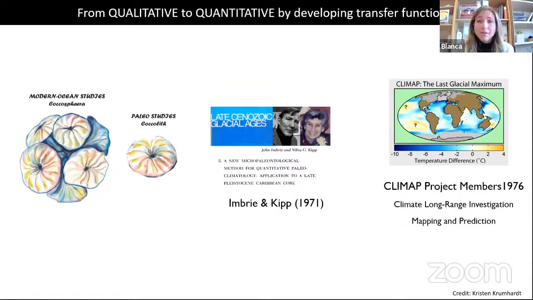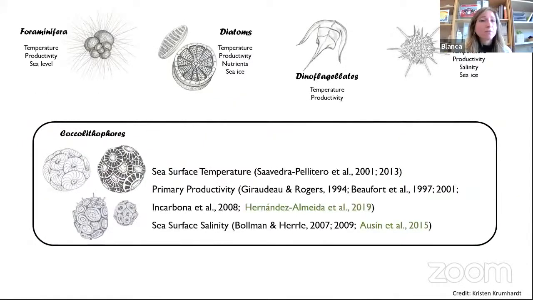Some of these issues can be overcome by using transfer functions, which were first implemented by Imbrie and Kipp in the 70s. Afterwards, they were used by the CLIMAP project to reconstruct global sea surface temperature. Since then, this method has been routinely employed in an increasing number of paleoceanographic studies using microfossil assemblages. Some of the most used microfossil groups include planktonic foraminifera, from which we can derive temperature, productivity, or sea level, but also diatoms, dinoflagellates, or radiolarians.